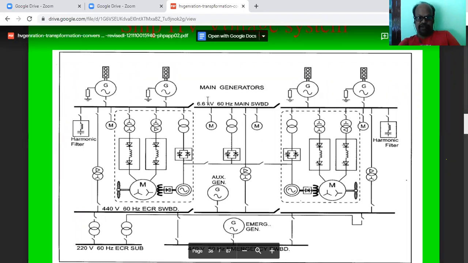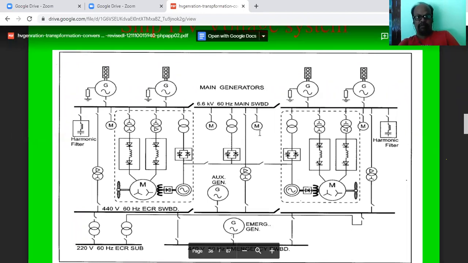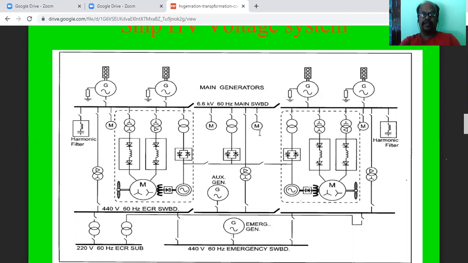If it has to feed the bus bar, then it has to be connected through a step-up transformer. Usually, the step-up transformer will serve that purpose. The 440 volts will be stepped up to 6.6 kV. Additional power also may be provided to it. This is a very basic structure of any ship high voltage system. So, if you are asked to describe the ship high voltage system, obviously you have to draw the circuit having two parallel lines.